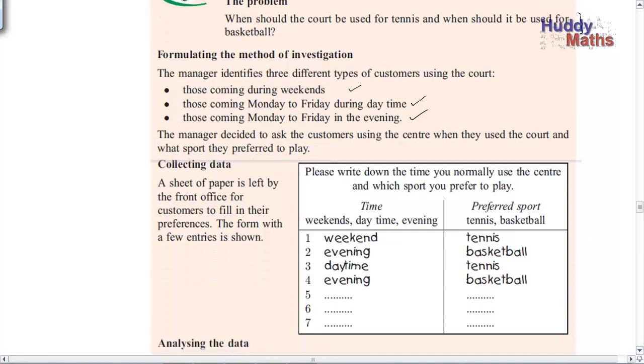Okay, so the manager decided to ask the customers using the centre when they want to use the centre. So collecting the data, he put a sheet of paper by the front office for customers to fill in their preferences. We'll have to talk about whether that's a good way of actually collecting data. Anyway, so he said, write down the time you normally use the centre, and which sport you prefer to play. Time, you could choose weekend, daytime, evening. So if I come on the weekend, I can say what I prefer, tennis. Come in the evening, I fill in basketball. Daytime, tennis, etc. So he's going to have to analyse this data in some way.